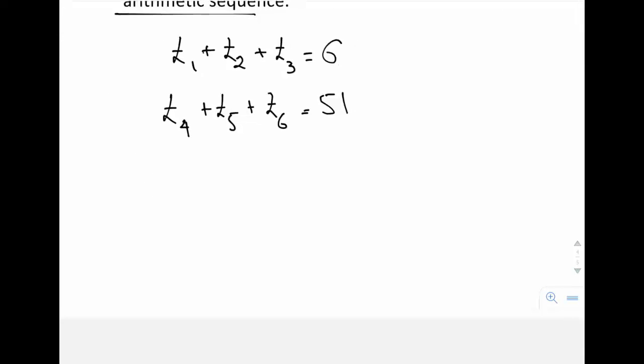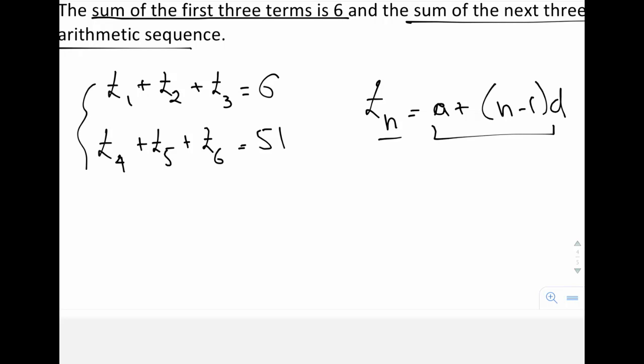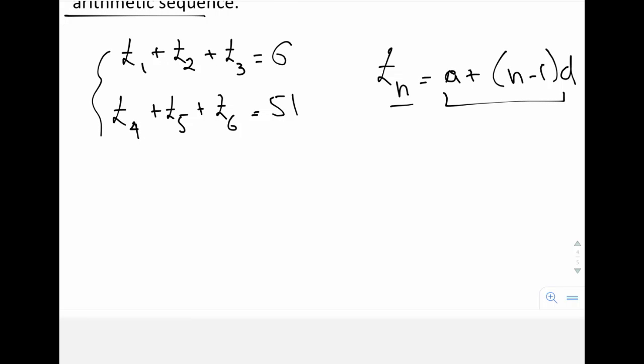And because I know it's an arithmetic sequence, what I'm going to do is replace each term with its equivalent expression in terms of the general term. So remember once again that the general term of an arithmetic sequence is a plus n minus 1 times d. So I'm going to replace the n with 1, 2, 3, 4, 5, and 6 respectively, and then put its expression into both of these equations here. So let's just look at the first one. I'm going to take this equation and replace all the values.